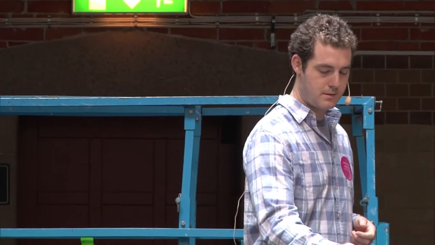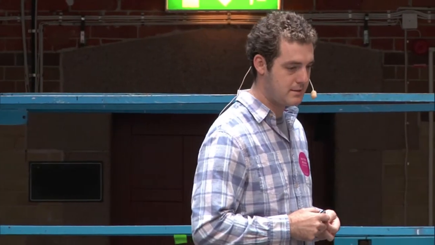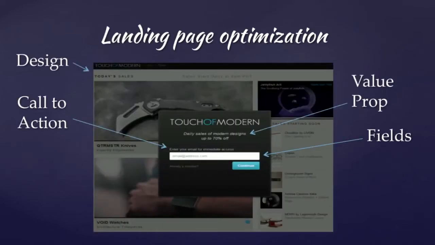Now let's look at some generic examples of ad optimization. Again, this isn't specific to any platform. This happens to just be Facebook ads. So in this example, you can optimize your call to action, your copy, and your image. Now, internally, for the landing page, you can optimize the design, the call to action, value proposition, and the number of fields you require for a conversion. It all depends on what makes sense for your business.